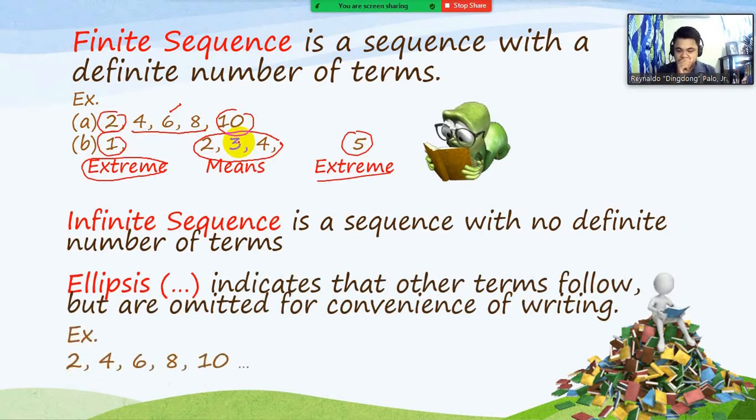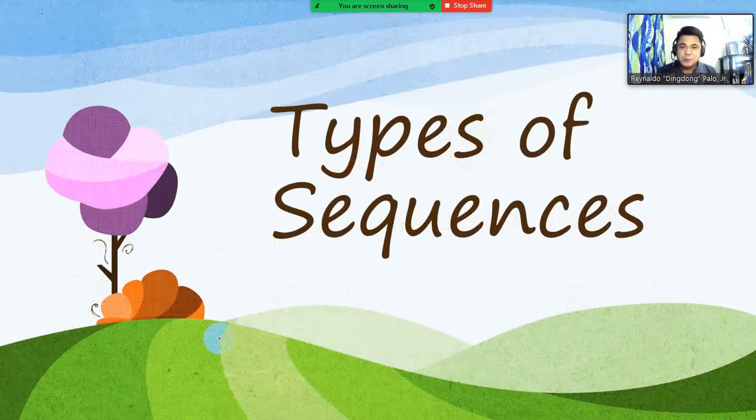You will not finish writing. And then for example, we have 2, 4, 6, 8, 10. We don't have only 5 terms here. As you can see, this is an example of infinite sequence because at the end of the last term, we used the ellipsis symbol. So if there is an ellipsis symbol at the end of the last term of a sequence, that is an example of infinite sequence. Those are the two types of sequence.